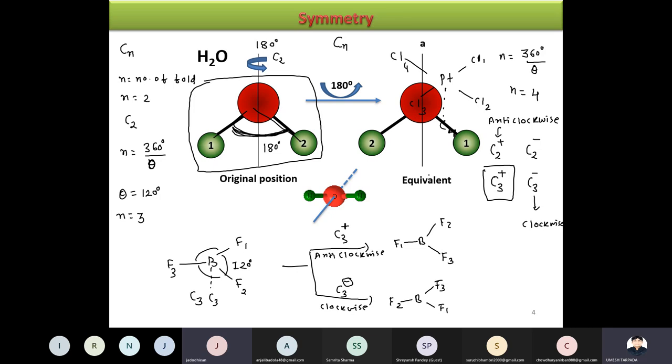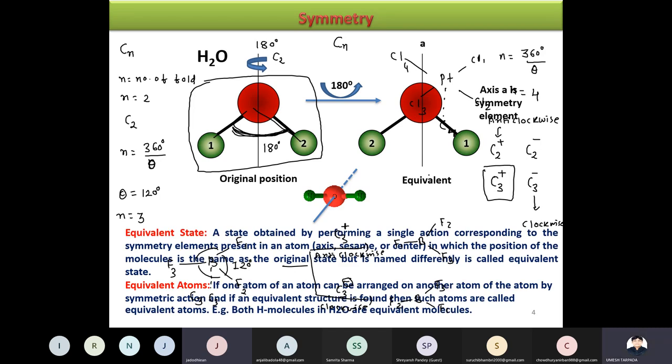So this is just a rotation axis. Equivalent state, where you get a similar structure, is nothing but a molecule having certain symmetry. It may be an axis, or a center, or a plane of symmetry. The position of the molecule is the same as compared with the original state, but we have just labeled it differently. See, here atom 1 and 2 are there, so two similar atoms, but atom 1 we call 2 in the result, and atom 2 we call 1 in the final result. But hydrogen goes to the position of hydrogen, and oxygen remains at its position. So that structure we call an equivalent structure.